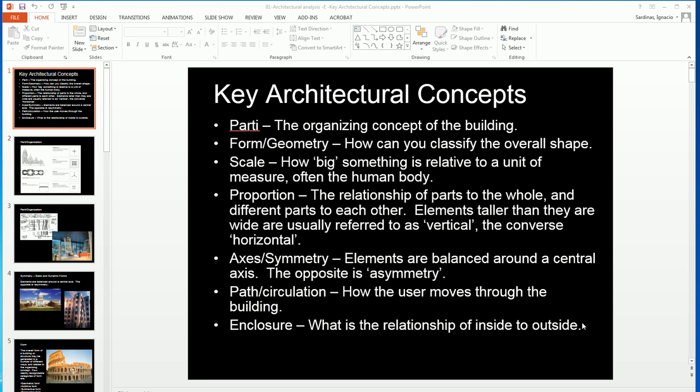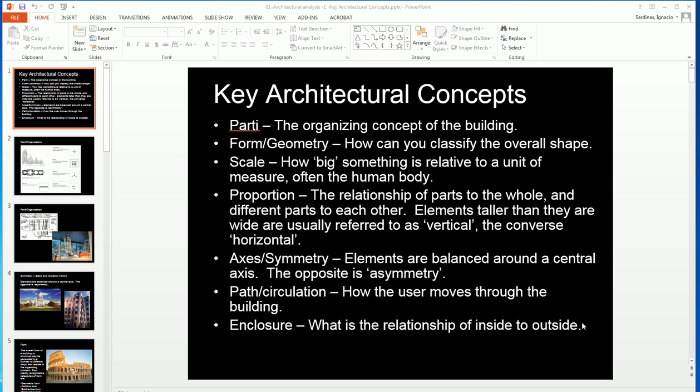Axis and symmetry, and I just noticed I believe axis is misspelled. I think it's an I. Yeah, it's axes and symmetry. Elements are sometimes balanced around a central axis. I'm going to talk to you a little bit about points and lines at a different time. But axes and symmetry are an important feature that you need to analyze in every building you look at, because the architect that designed those buildings was thinking about those things when they made them.